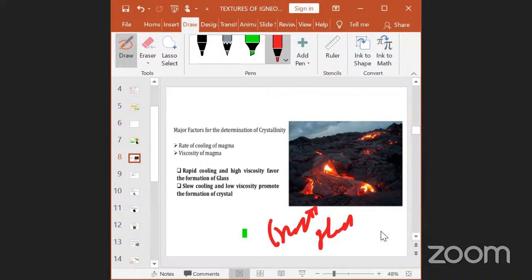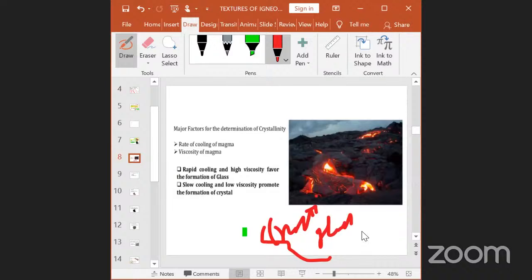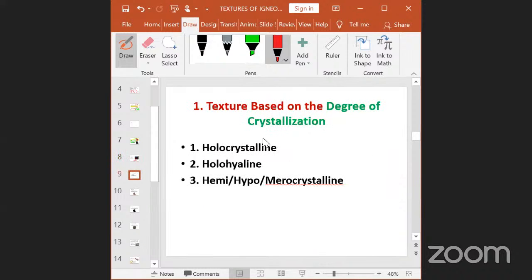These three different types of crystallization give rise to three textures of igneous rocks, right? You see the types based on the degree of crystallization. The first one is holocrystalline, second is holohyaline, and the third one is hemi or hypo or merocrystalline. So these are the three types of the degree of crystallization.